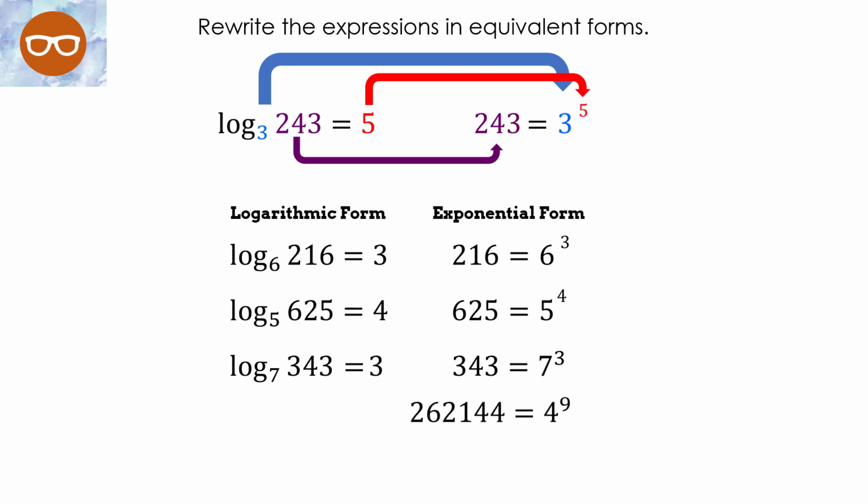What about this crazy number? 262,144 equals 4 to the 9th? Once again, it's not that bad. It's log base 4 of 262,144 equals 9.